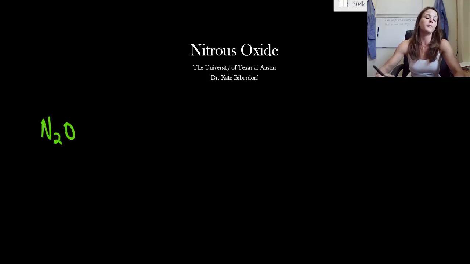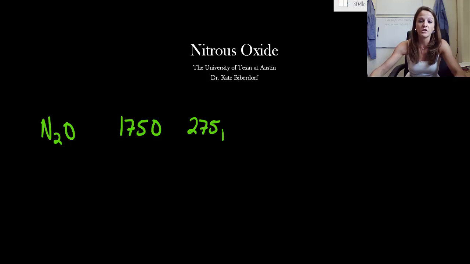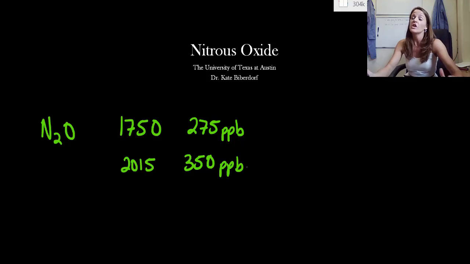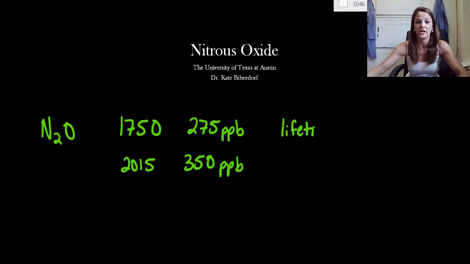The molecular formula of nitrous oxide is N2O. So now, in the year 1750, we had a concentration of around 275 parts per billion of nitrous oxide in our atmosphere. Now, currently, in the year 2015, we have around 350 parts per billion of nitrous oxide in our atmosphere. So we haven't increased too much, especially in comparison to the other molecules we've been discussing, but we have increased a little bit.